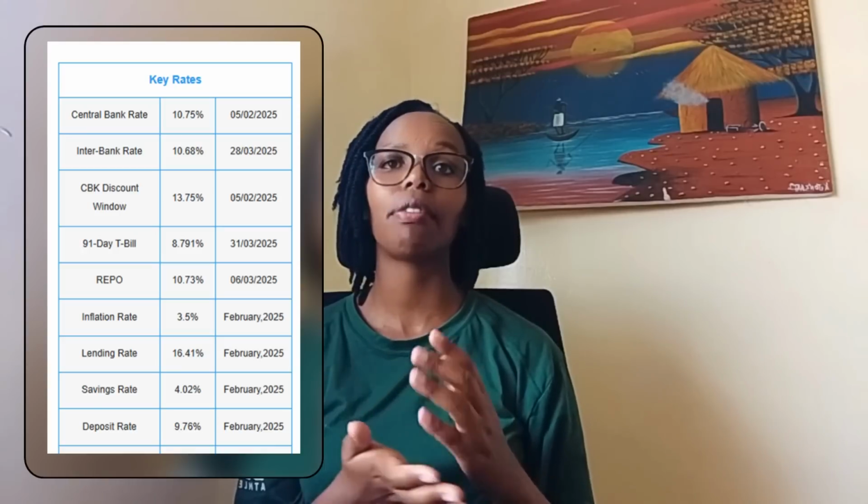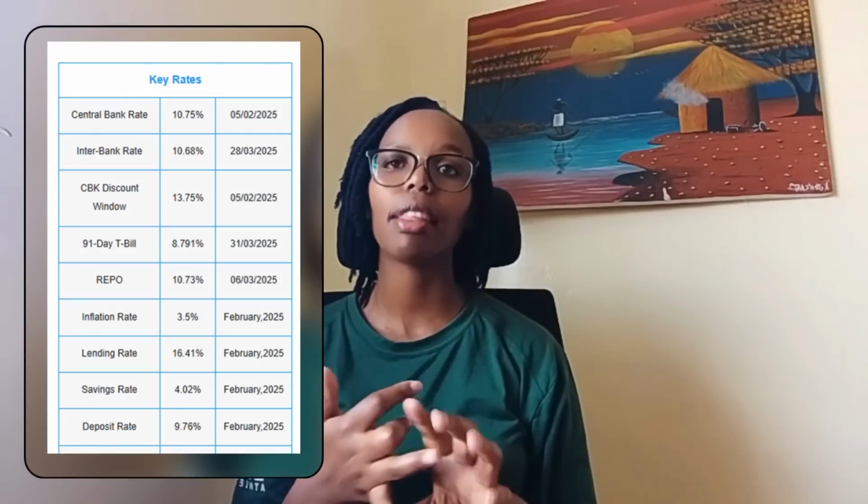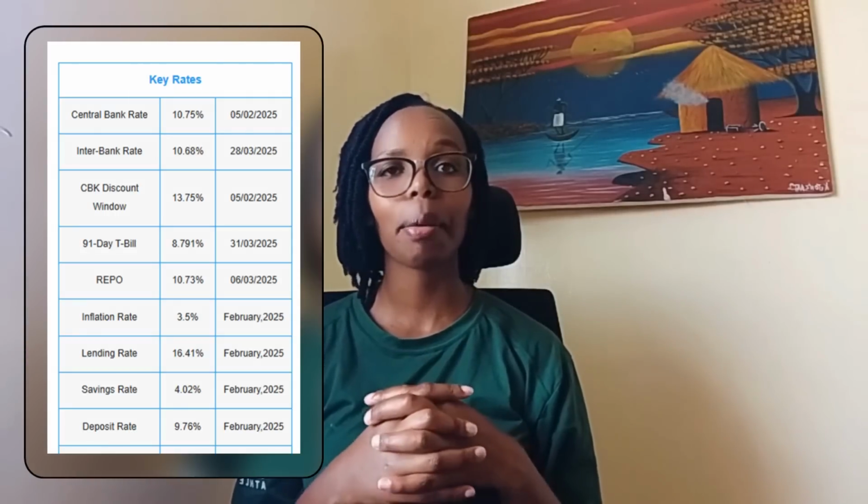So I got this information from the CBK website, and these are very important rates that we should keep in mind, especially the inflation rate and the lending rate. The lending rate is important because it reminds you and me how much we will be paying someone else if we decide to take a loan. Make sure that when you take a loan, it's for a project that will be bringing you income or cash flow. If not, you are making a very big mistake. 16% is a very high number, a very big interest to pay. Even money market funds are not giving us that much.